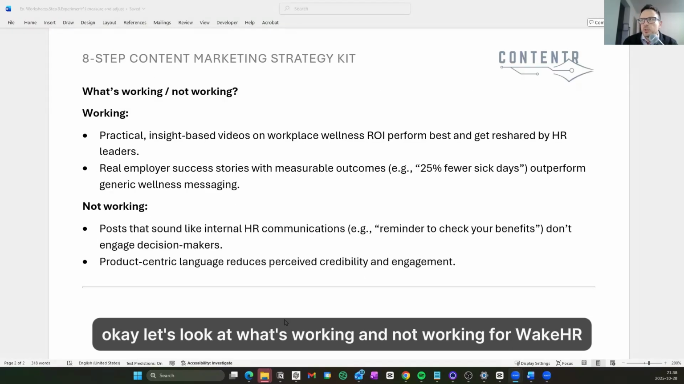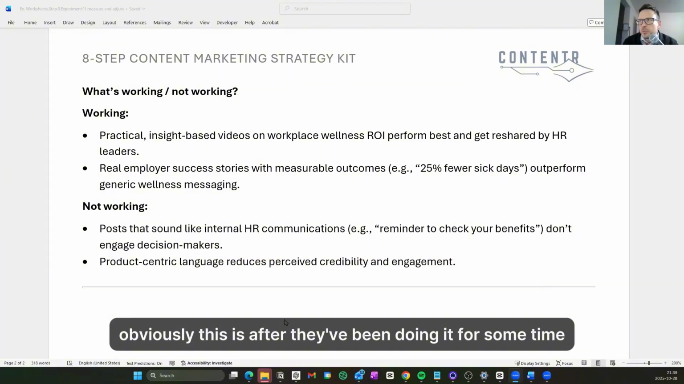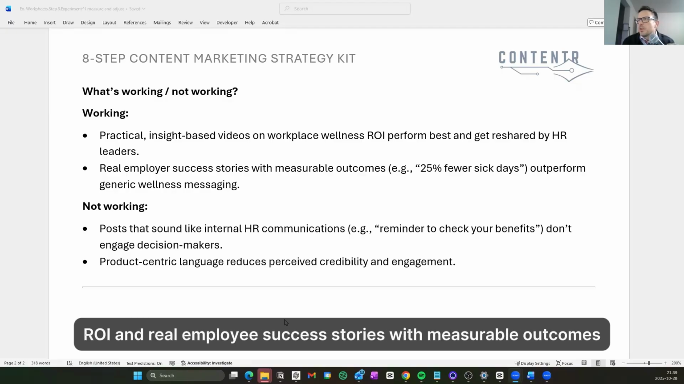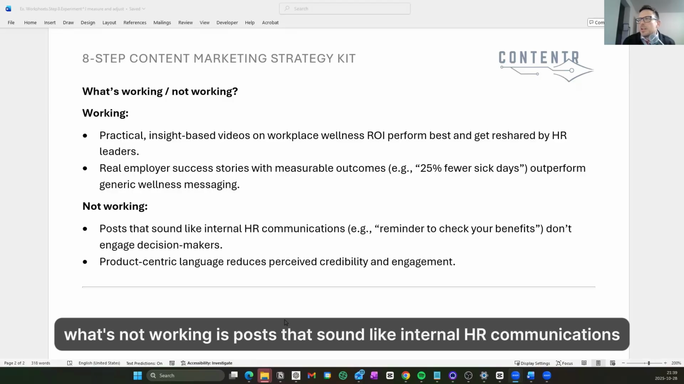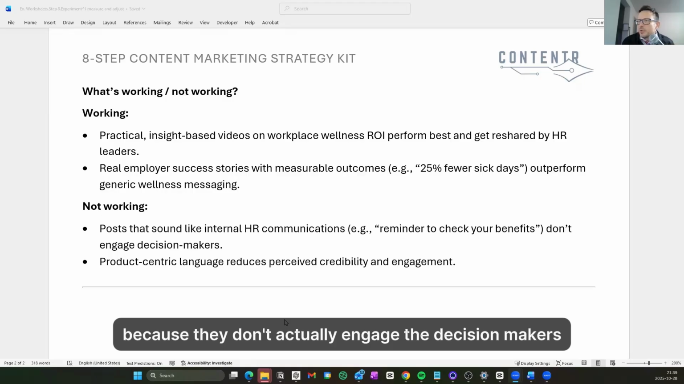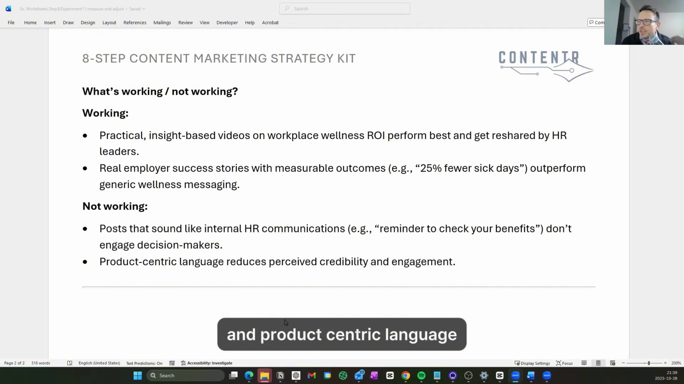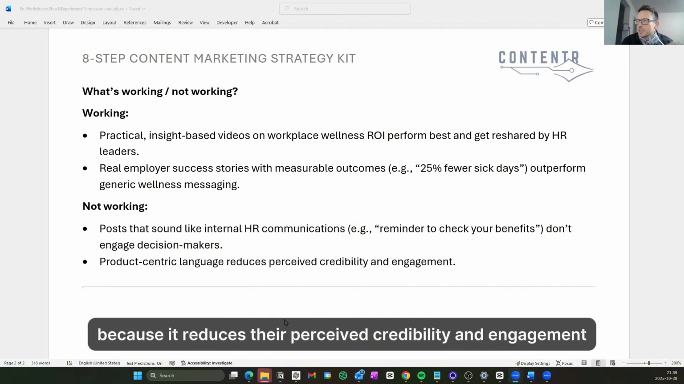Okay, let's look at what's working and not working for WakeHR. Obviously, this is after they've been doing it for some time. What's working for them are practical insight-based videos on workplace wellness ROI and real employee success stories with measurable outcomes. What's not working is posts that sound like internal HR communications because they don't actually engage the decision makers, the people making the purchase decision, and product-centric language because it reduces their perceived credibility and engagement.